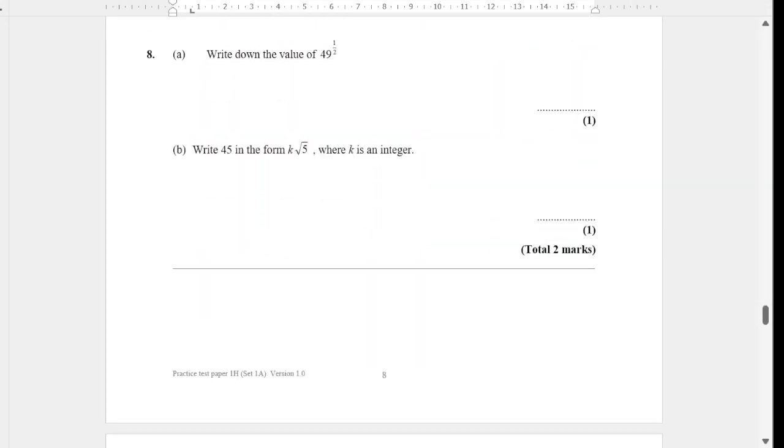Okay, question 8. Write down the value of 49 to the power of a half. Well, power of a half means the square root, so it's the square root of 49, which is going to be 7.